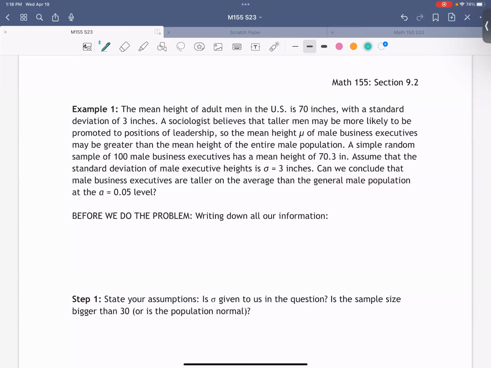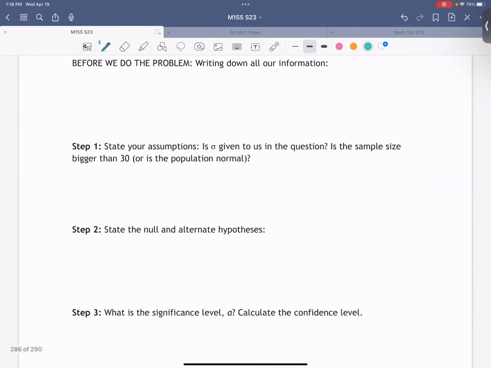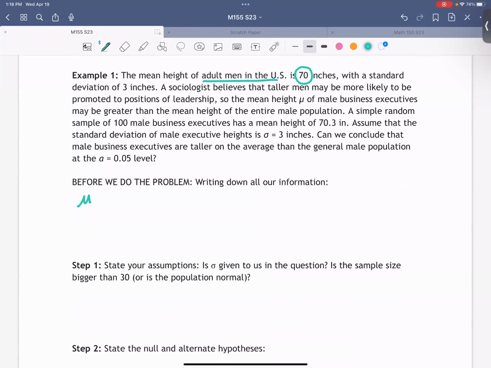Okay, example 1, the mean height of adult men in the US is 70 inches. Oop, we got a number. Okay, that's definitely a mean. Well, do you think this mean is a population mean or a sample mean? Population, right? Because we're not really given a sample yet, so there's no talk about a sample. And it even says all the adult men in the US. That sounds like a population to me, right? So let me just write down mu, population mean symbol, equals 70, okay? With a standard deviation of 3.